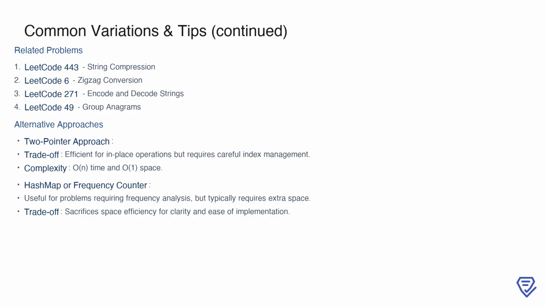There are also alternative approaches to solving string compression problems. The two-pointer approach, for example, is highly efficient for in-place operations, but it requires careful index management to ensure correctness. This approach typically operates in O(n) time with O(1) space complexity. Alternatively, a hash map or frequency counter can be used for problems that require frequency analysis. While these methods are often easier to implement and debug, they trade off space efficiency by requiring extra memory. Choosing the right approach depends on the constraints and trade-offs of the specific problem you're solving.